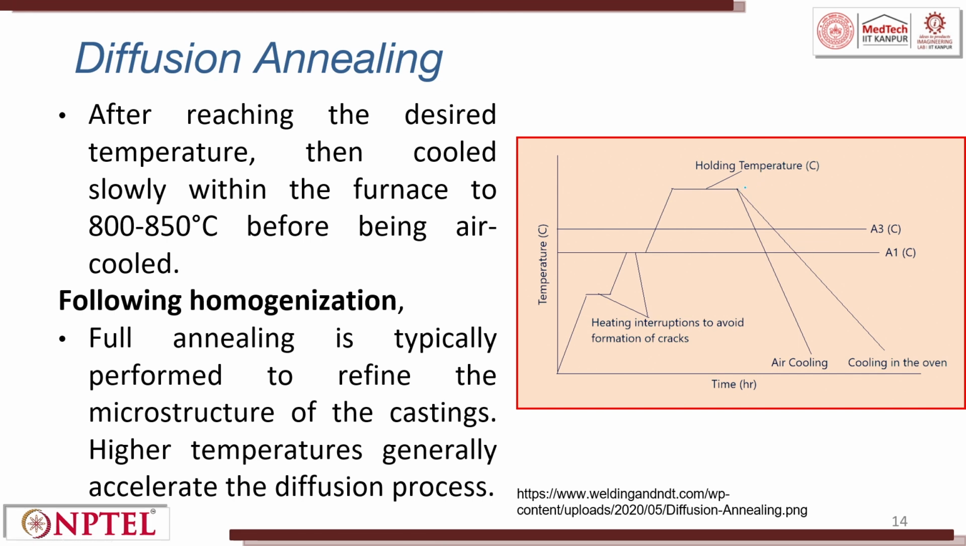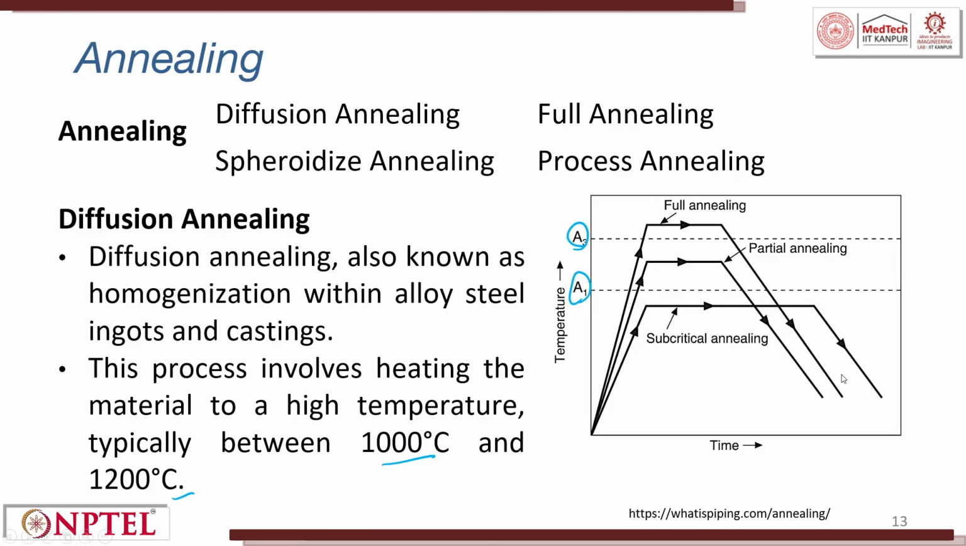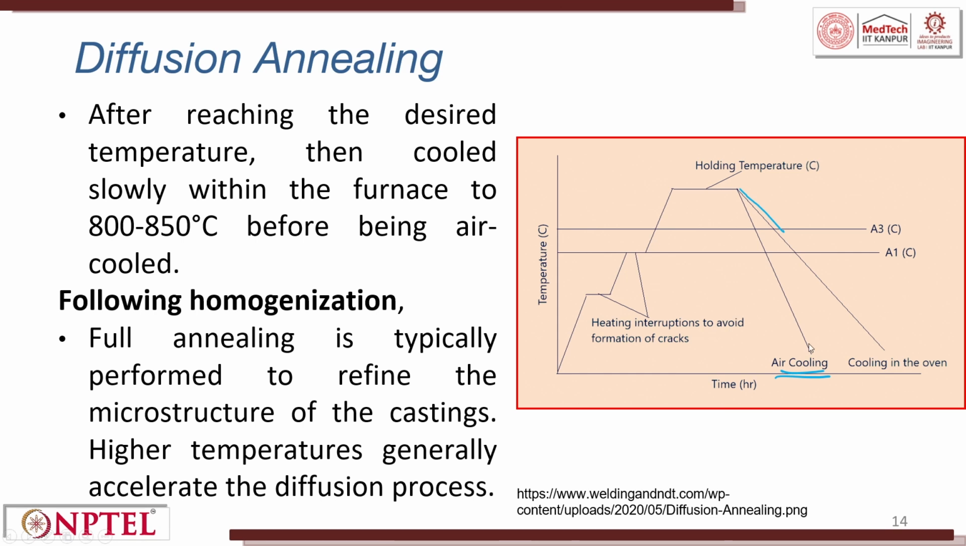Slow cooling we do. So, it follows like this, and once it reaches a certain critical temperature, then we do a quick air cooling. So, following homogenization, full annealing is typically performed to refine the microstructures of castings. Higher temperature gradually accelerates the diffusion process. So, we saw diffusion annealing. So, in diffusion annealing, we try to take it to a temperature of 800 to 850 and then do air cooling.